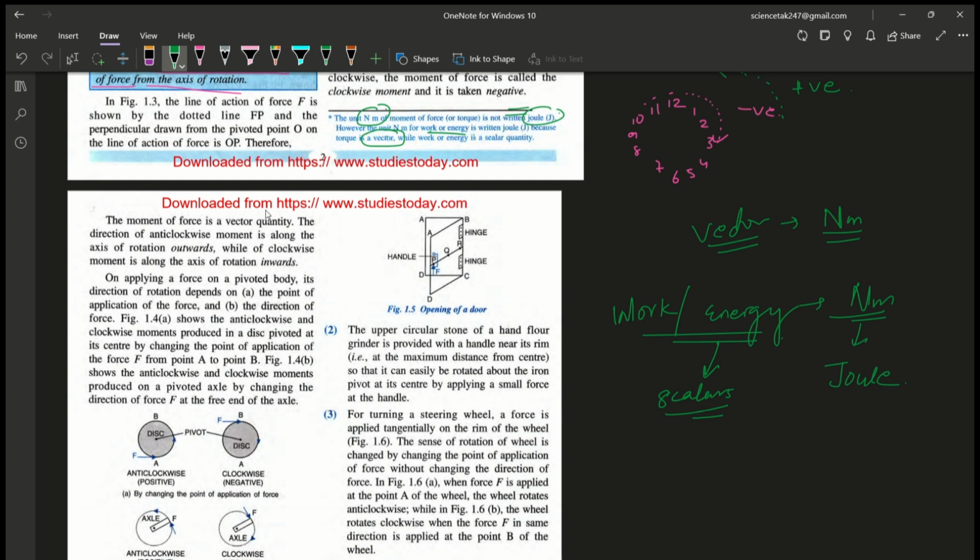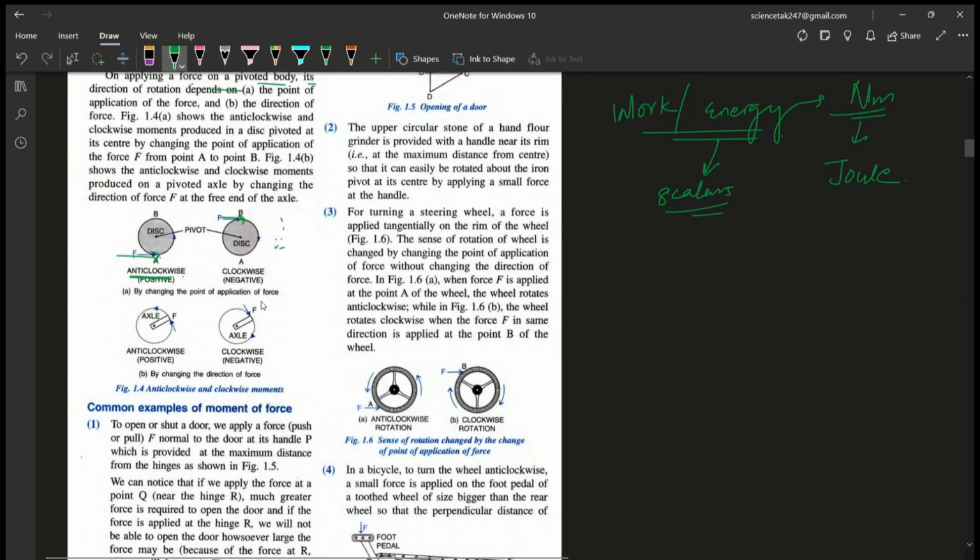Applying the force on the pivot, its direction of rotation depends on the point of application. Now, if you apply on this point, it is causing a clockwise movement, whereas if you're applying it this way, anti-clockwise movement is going to be seen. Next is direction. If I apply at this point itself, direction is this, clockwise. If I apply it this way, anti-clockwise. Done, yeah? Let's get into examples.